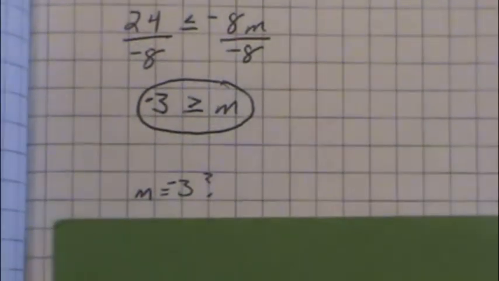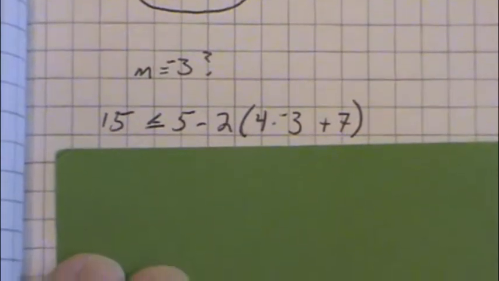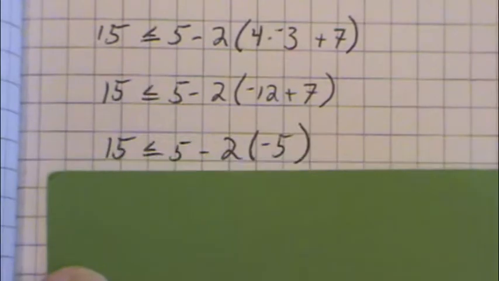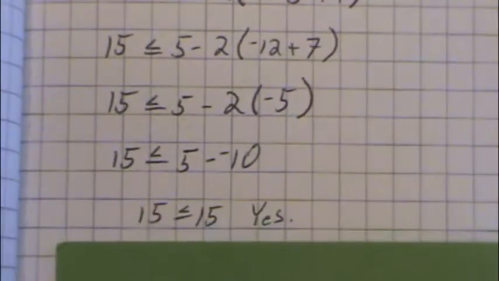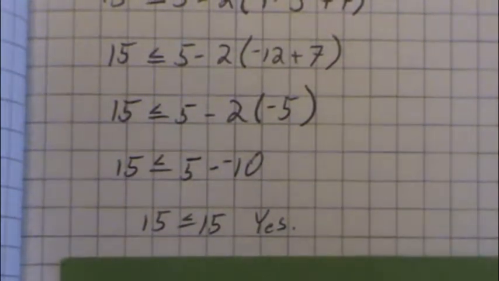And check the answer. Well, what if m is exactly equal to negative 3? Then I substitute negative 3 in for m, and we end up with 15 less than or equal to 15. Why, yes. Yes, it is.